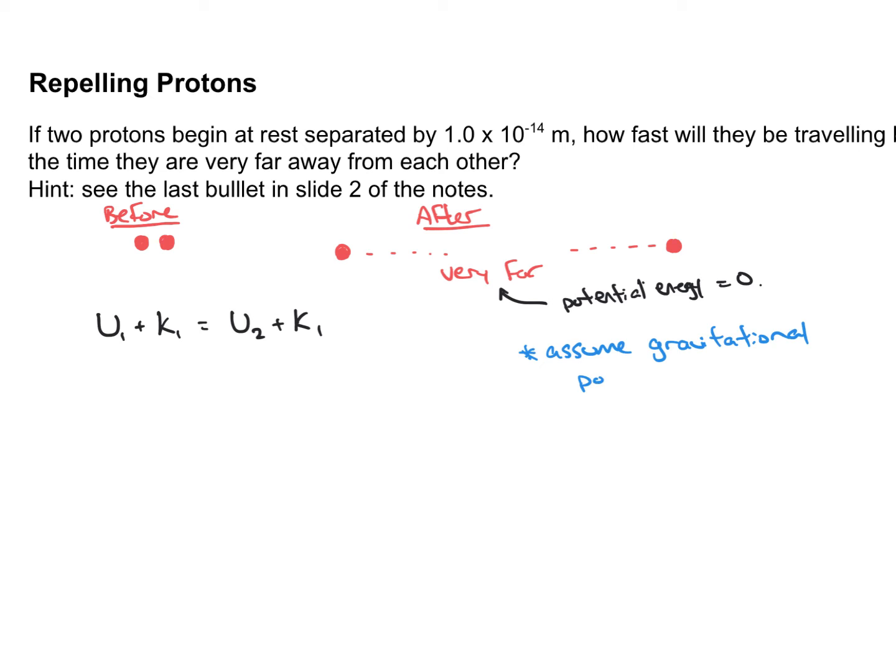You can confirm this assumption for yourself if you've got the time. You can calculate the gravitational potential energy between these two protons by using the masses of the protons. And when you calculate it, you'll find that it has significantly less energy versus the electric potential energy. So it's going to be negligible.